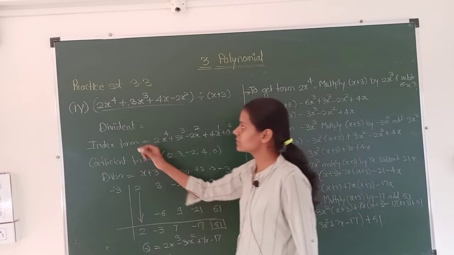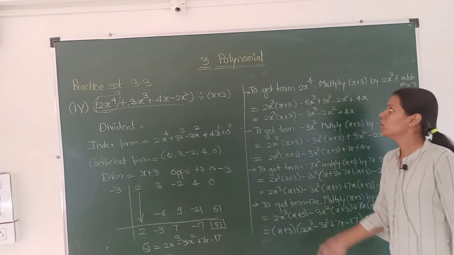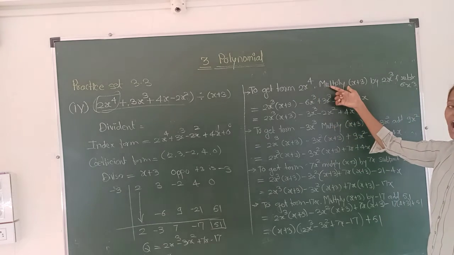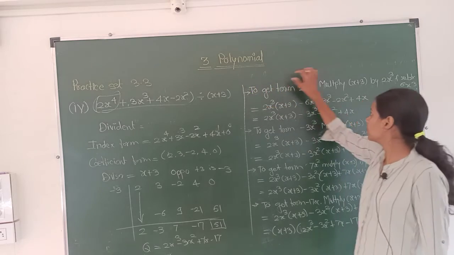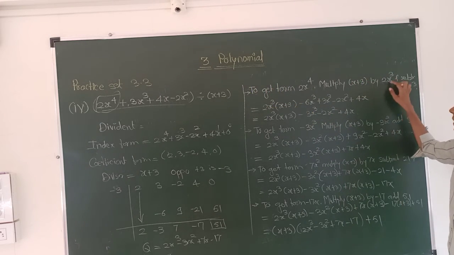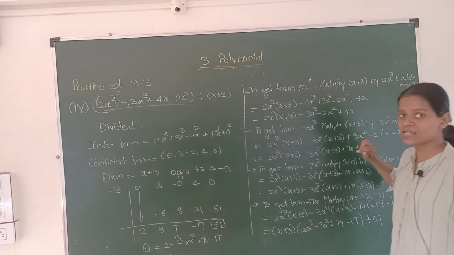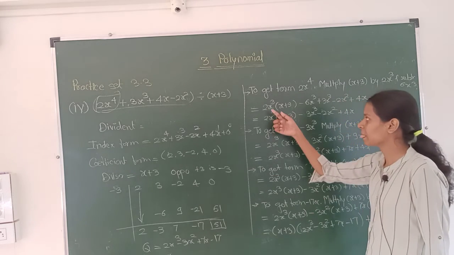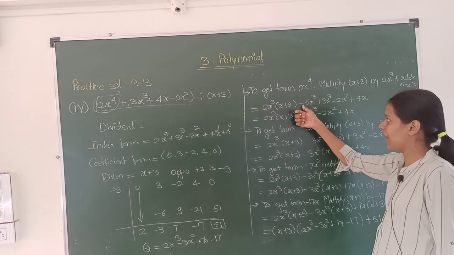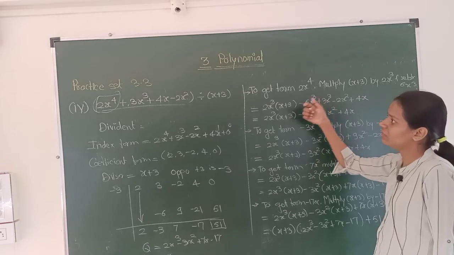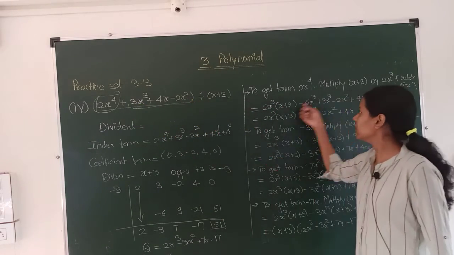The first term is 2x^4. To get the term 2x^4, what do we have to do? We have to multiply the divisor, that is x + 3, by 2x^3, and we have to subtract 6x^3. So 2x^3 into (x + 3) minus 6x^3, and we will copy the remaining terms as they are.